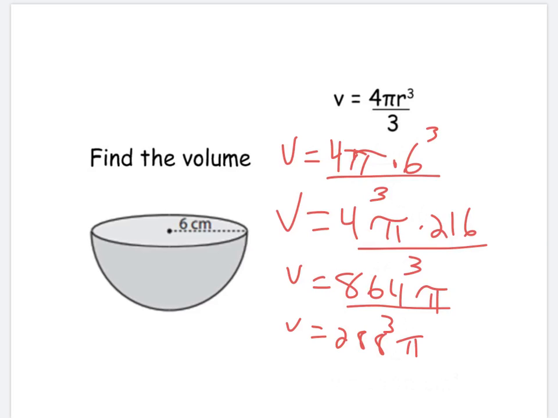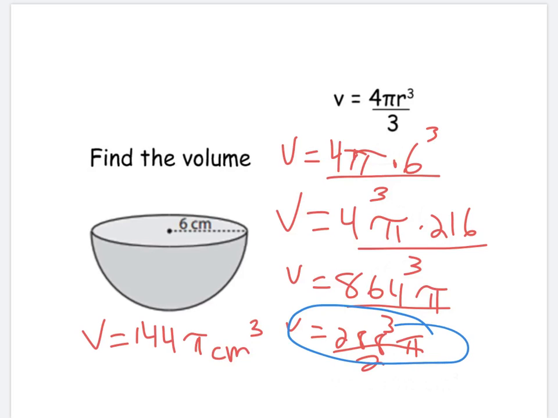Now, because it's a hemisphere, or half of a sphere, we have to divide this in half. So if I divide 288 in half, we get that our volume is equal to 144. We still have the pi, and our units then are centimeters cubed. Don't forget that last step if you have a hemisphere, because you need to divide that by 2 in order to get the volume of half of the sphere, which is what you're looking for.